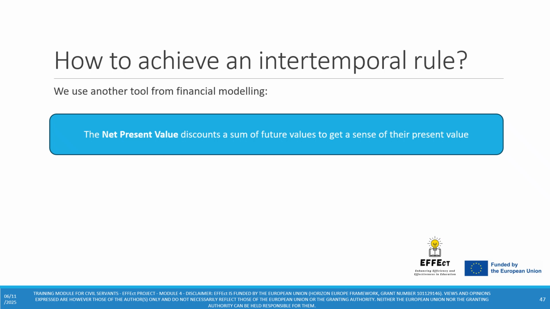To do so, we use another tool from financial modeling, which is the net present value. The net present value discounts the sum of future values to get a sense of their present value. So what the net present value actually does is that, based on a sum of future values or one single future value, it provides us the present value that this future value has today.